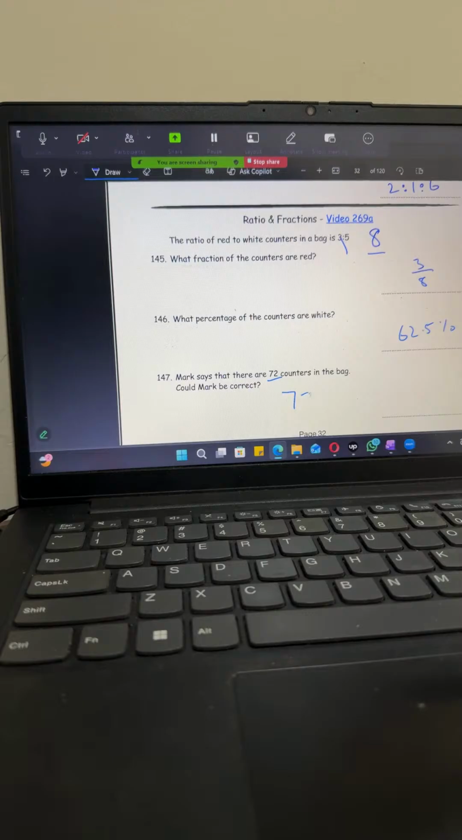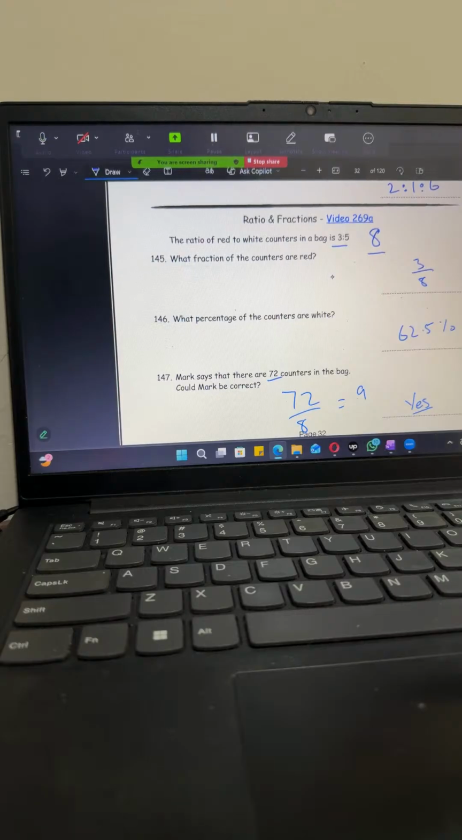So 72 divided by 8 is 9. So it's a whole number, right? We are not getting any remainder left, so yes, he is correct. If he were getting some kind of remainder, then the distribution would be disturbed. We cannot then say they are in the ratio of 3 to 5.